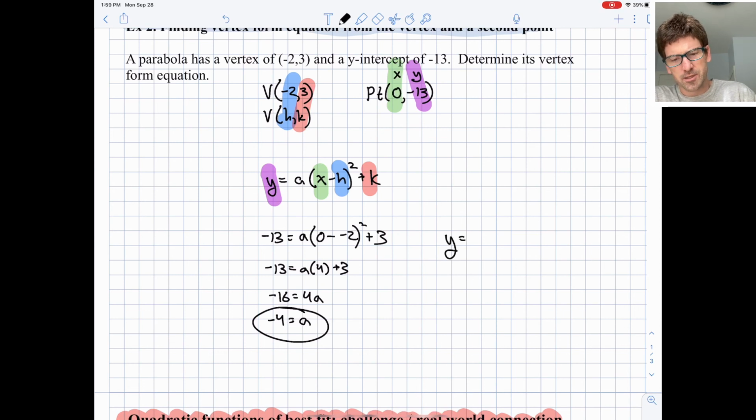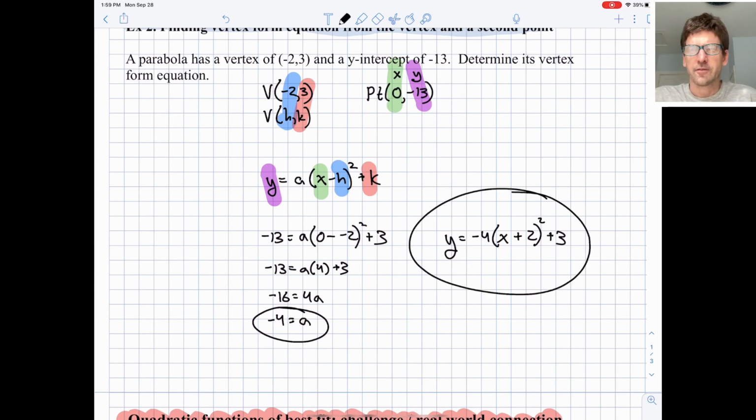So y equals our a value, -4, times (x minus our h value of -2). And by the way, it's a little bit cleaner to express that as x plus 2. Subtracting a -2 is the same as adding a +2, plus our k value of 3. And that would be our final answer right there. So we did it, we got through it, and that's a good place to stop.